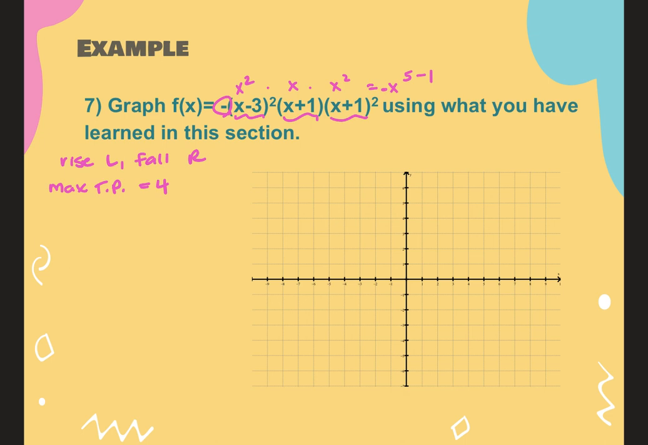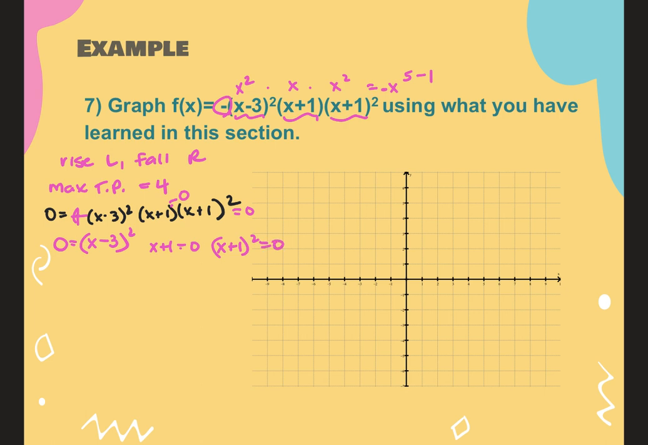Then I would set these equal to 0. So 0 equals negative (x minus 3) squared, (x plus 1), and (x plus 1) squared. Split and solve. The 0 multiplied by that negative 1 is going to go away, and I'd end up with (x minus 3) squared equals 0, x plus 1 equals 0, (x plus 1) squared equals 0.